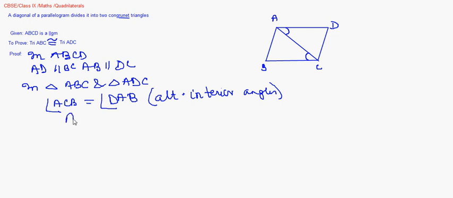AC is common, and also, because AB is also parallel to CD, this angle becomes alternate interior to this angle. So we write angle BAC to be equal to angle DAC.